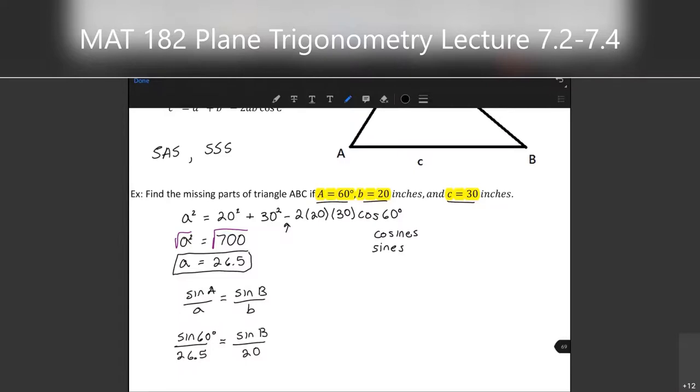So notice here that we're going to be solving for an angle. So ultimately, we're going to want to consider an inverse function when we're done. So what would be the first operation I could do to solve for angle B?